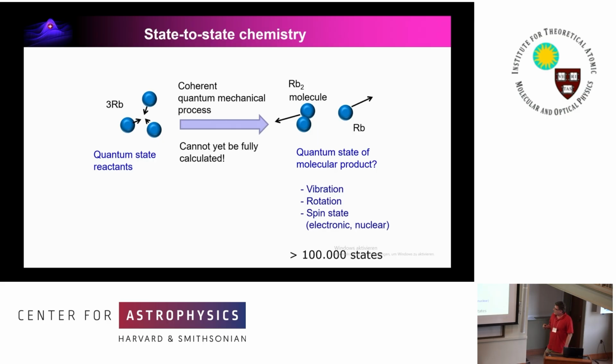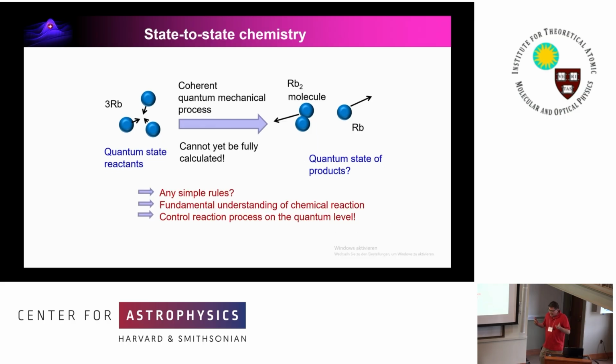That makes it worthwhile, I think, to ask how we can get a fundamental understanding of what's going on. Are there perhaps any simple rules, any simplifications that we can make? And once we understand this whole process, are there perhaps any control knobs that we can use in order to control this reaction on the quantum level? That's a little bit our motivation.